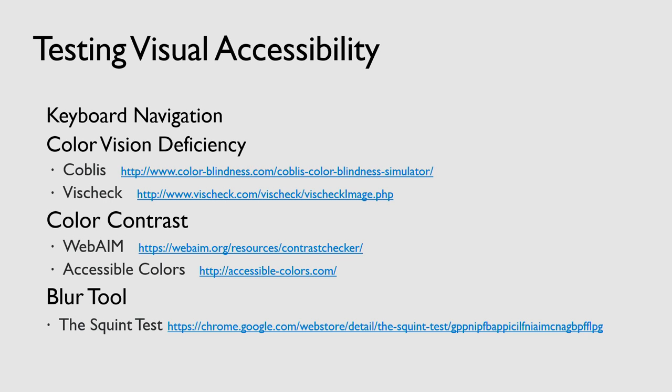And then there's a squint test or a blur tool. And we actually use this in just regular data visualization design, but you can use this to test accessibility.